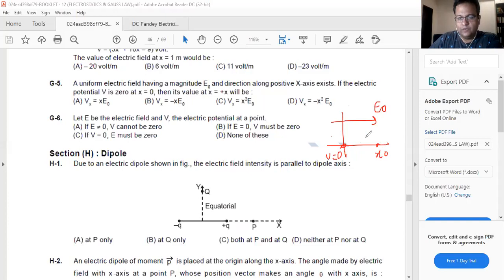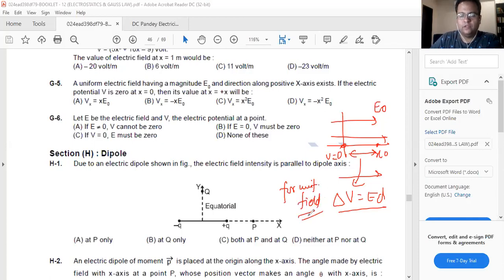And since it is a uniform electric field, what else can be said? We can say that delta V can be given by what? E into D. This is only valid for a uniform electric field. For a uniform field, this is valid. If it is a non-uniform field, then you'll have to use what equation? E equals minus dV by dr, or dV by dx, and so on. These calculus equations have to be used when there is a non-uniform electric field. For a uniform electric field, you can always write this equation, delta V as E into D.